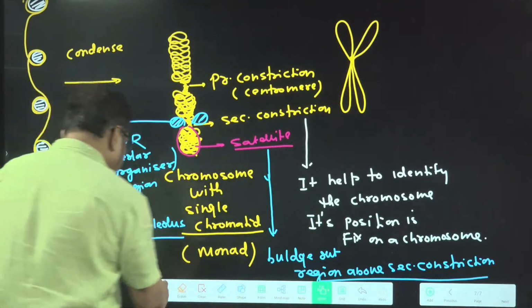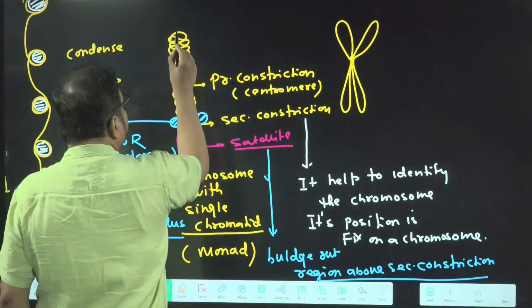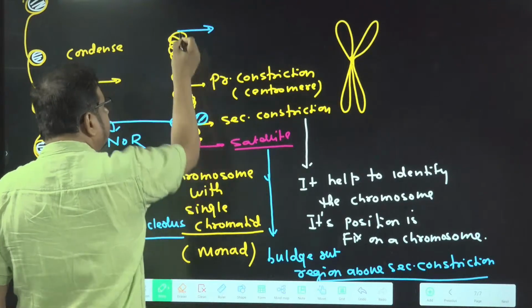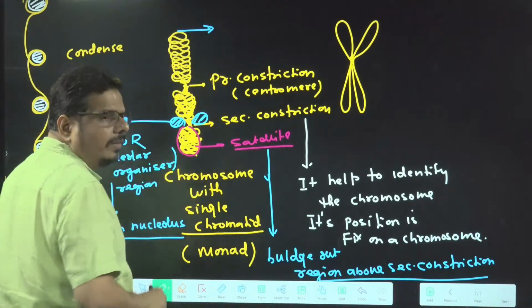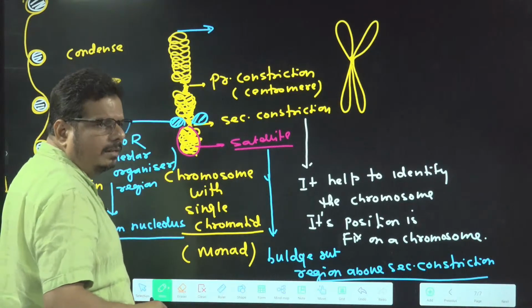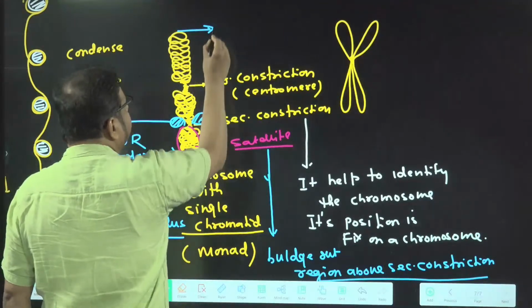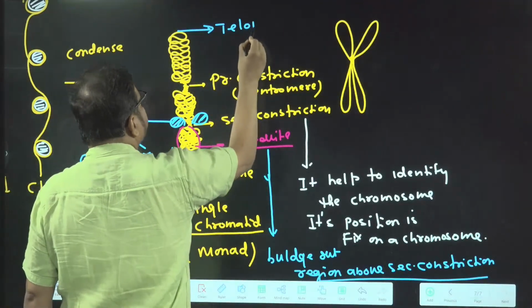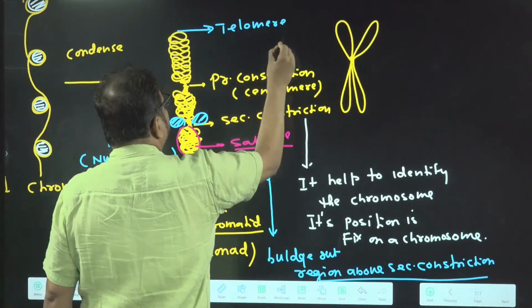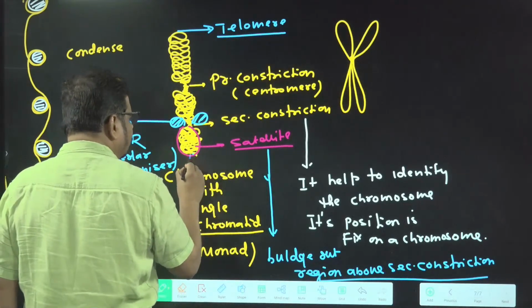Now I am telling about the terminal end. How many terminal ends are there in this case, a chromosome with single chromatid? Two, one this side, one this side. It is called telomere. Here it is also which one? Telomere.